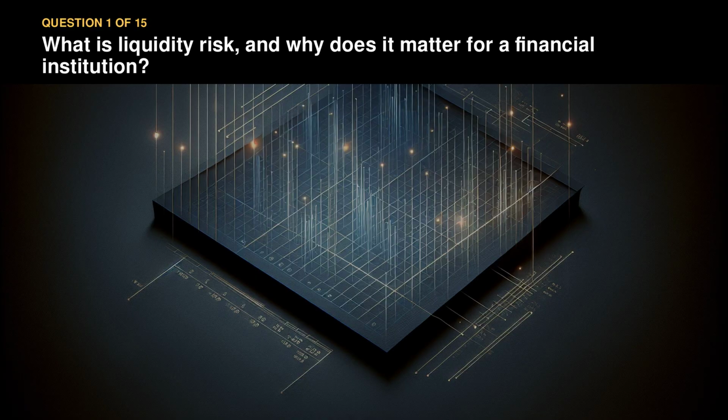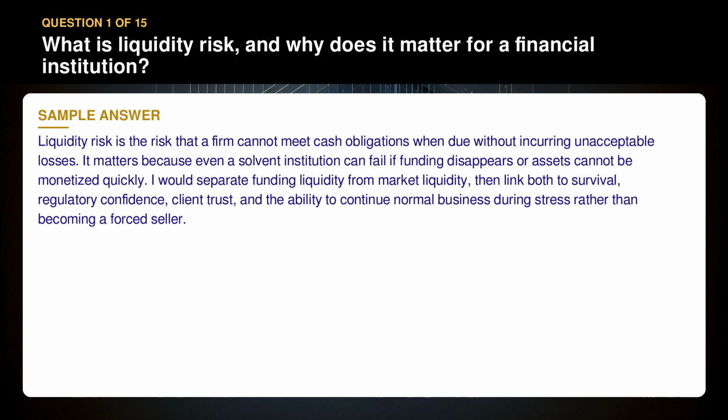Question 1. What is liquidity risk, and why does it matter for a financial institution? Liquidity risk is the risk that a firm cannot meet cash obligations when due without incurring unacceptable losses. It matters because even a solvent institution can fail if funding disappears or assets cannot be monetized quickly. I would separate funding liquidity from market liquidity, then link both to survival, regulatory confidence, client trust, and the ability to continue normal business during stress, rather than becoming a forced seller.